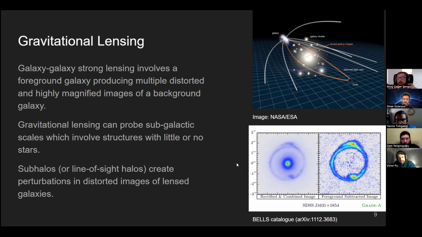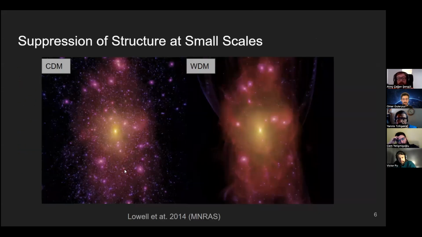Okay, so what happens is if this foreground lens has some subhalos, if we can go back to this picture, you can imagine the center mass density as the main lens. But if we live in a CDM, cold dark matter scenario, we expect a lot of these smaller perturbers, subhalos, to also exist within the halo of this bigger galaxy, right?